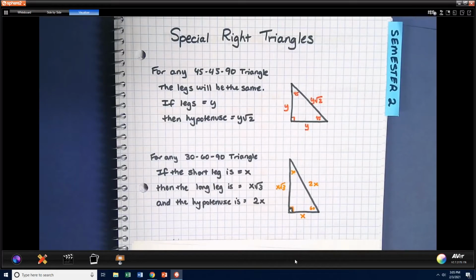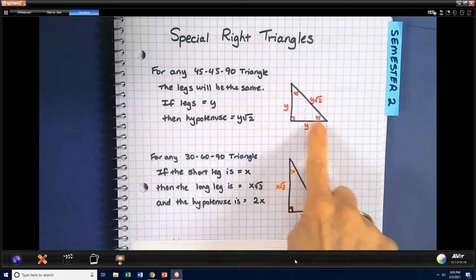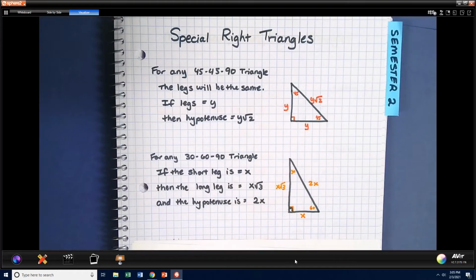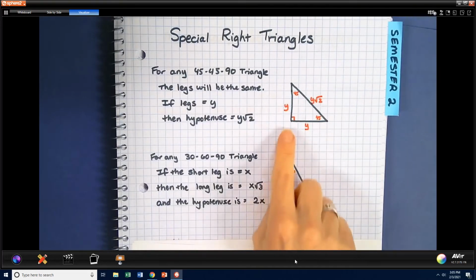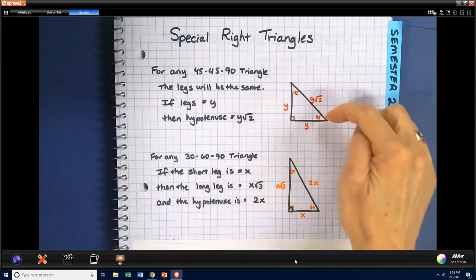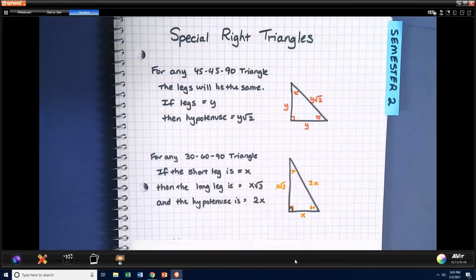As promised, I've made a little video to practice finding values of sides of triangles when they're a special right triangle. So there are two special right triangles in math. One of them is a 45-45-90 triangle. It's so called because it's a right triangle where the two acute angles are both 45.